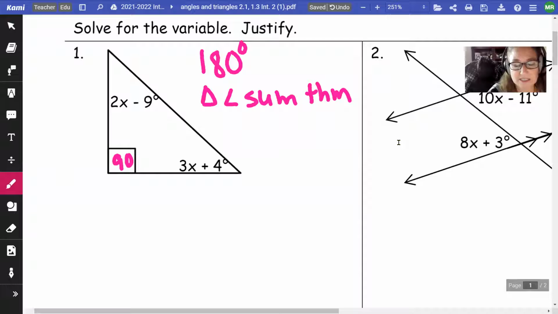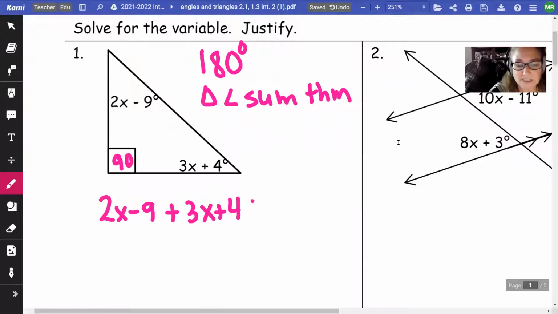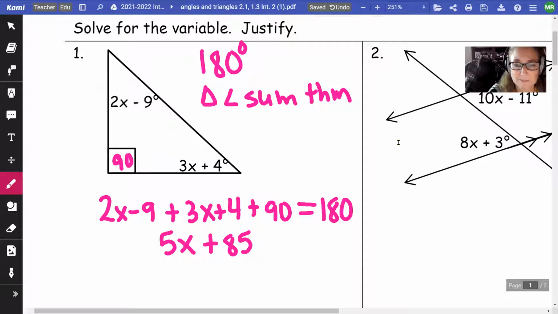So if I needed to find these x's, I know that if I take all of the angles, 2x minus 9, and I add it with 3x plus 4, and I add it with 90, that altogether, all three angles need to add to a total of 180 degrees. Then I would solve. I'm going to clean this up. So I'm going to get a 5x. I have a -9 plus 4, which is a -5, plus 90 is going to be a positive 85 when I do that math. And then equals 180.